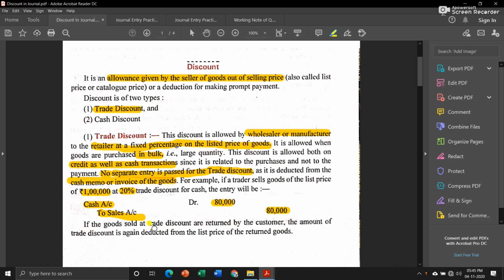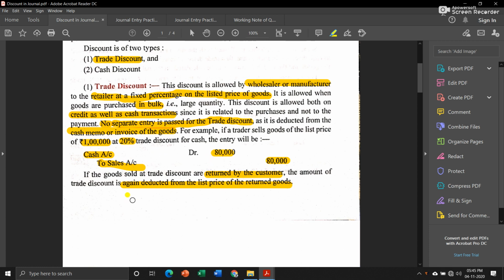If the goods sold at trade discount are returned by the customer, the amount of the trade discount is again deducted from the list price of the returned goods. Means suppose after selling this 80,000 worth of goods, if the buyer returns some amount of goods, then from that amount also we have to deduct 20% of trade discount.